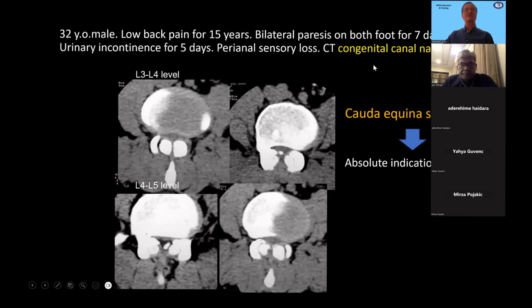This is a typical case of cauda equina syndrome I have seen in a 32-year-old male, a very young male. He came to me with a perianal sensory loss, and CT was showing typical congenital canal narrowing with very short pedicles, and not only the AP diameter, but also the lateral diameter of the spinal canal was narrow.